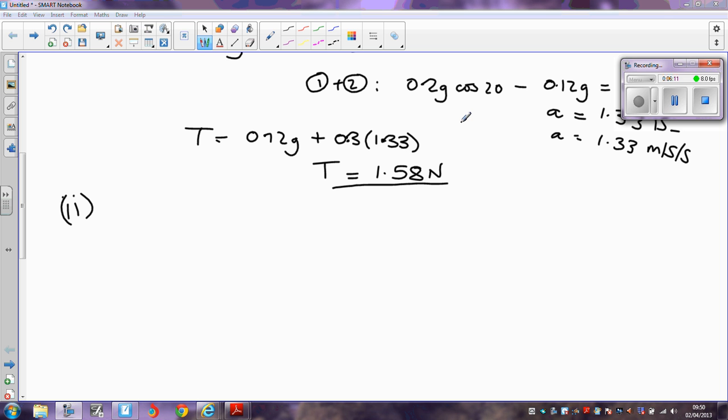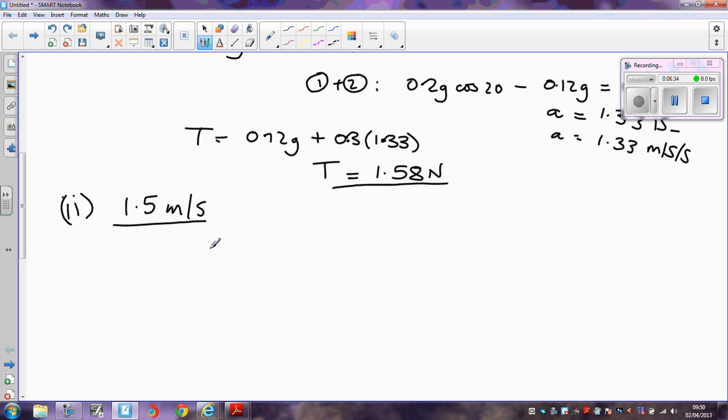Okay, part 2. We're now told that the string breaks when both particles are travelling at 1.5 meters per second. And it's very important to realise that when the string breaks, effectively the tension on both of the particles has now disappeared. And the question asks us to find the distance travelled by particle A before it comes to rest.